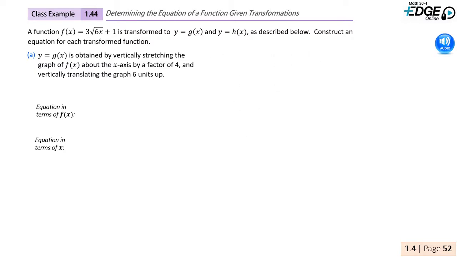Let's start by looking at the function f of x equals 3 times the square root of 6x plus 1 after we transform it with a vertical stretch by a factor of 4 and a vertical translation 6 units up. Writing this in terms of f of x, we see that the vertical stretch by a factor of 4 would give us a coefficient of 4. And a translation 6 units up would give us a constant term of 6.